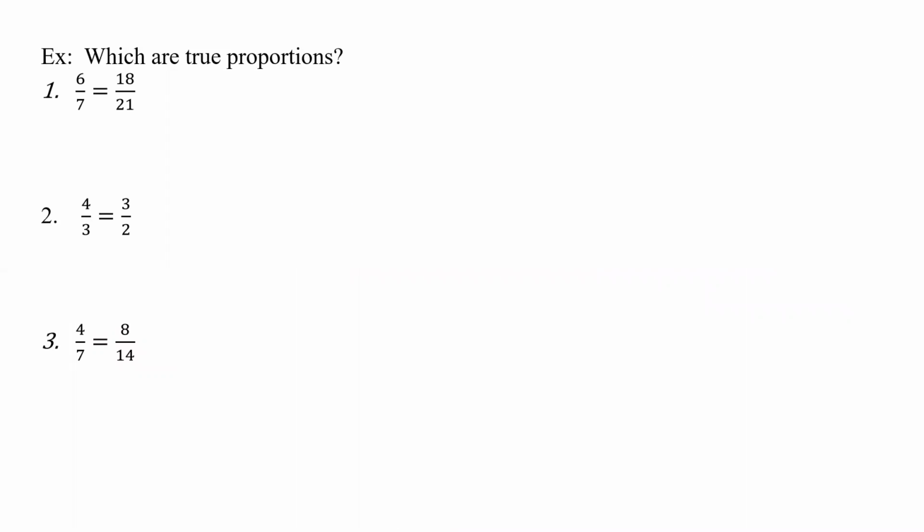So first off, which are true proportions? Well, the only way to really decide is to do our cross product. So we just multiply across. We're going to take 6 times 21 equals 7 times 18. Now you have to take 21 times 6 and see what that is. So that's 6, that's 12, so that's 126. And then if we take 18 times 7, 5 and 7 is 12, so that's 126. So yes, that is a true proportion.